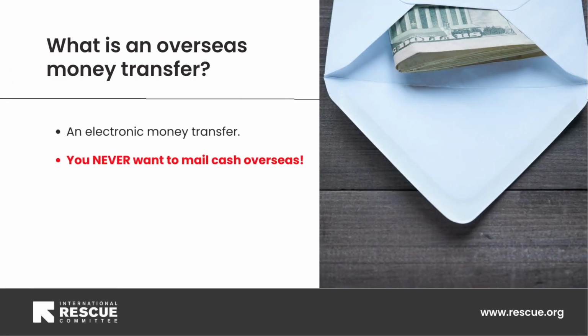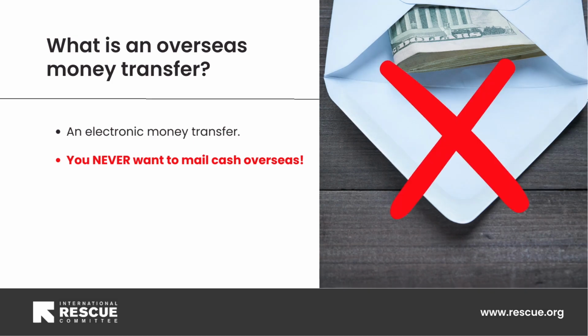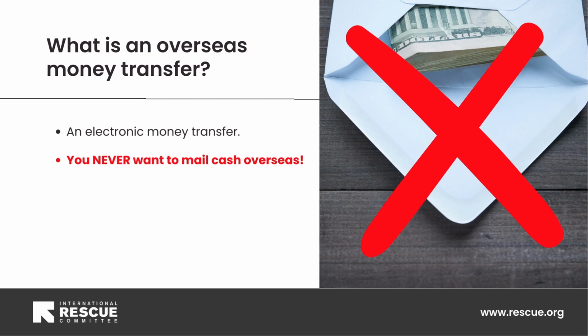What is an overseas money transfer? An overseas money transfer is an electronic money transfer from one country to another. Sometimes it is referred to as an international wire. You never want to mail cash overseas. An electronic money transfer is executed by a bank, financial institution, or other companies that specialize in transferring money from country to country. International money transfers are very common. Billions of dollars are transferred each year from country to country on behalf of individuals.